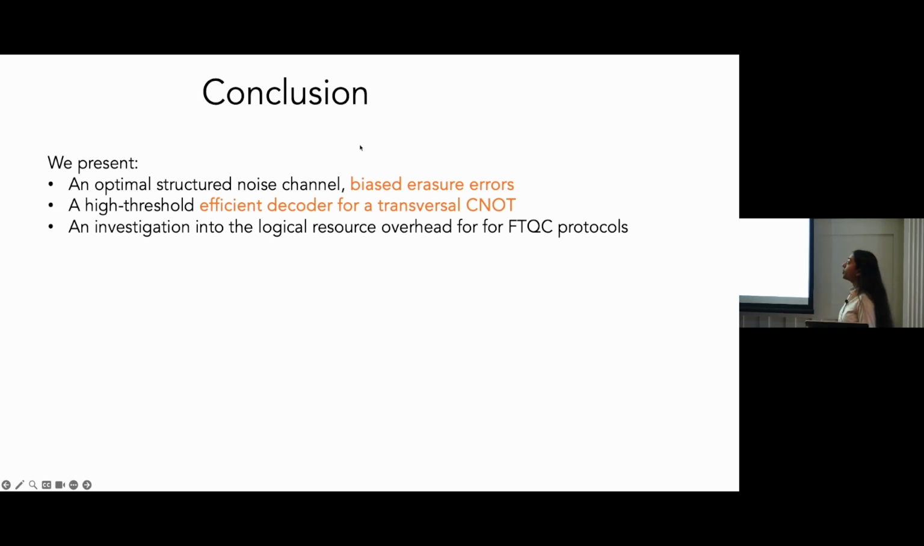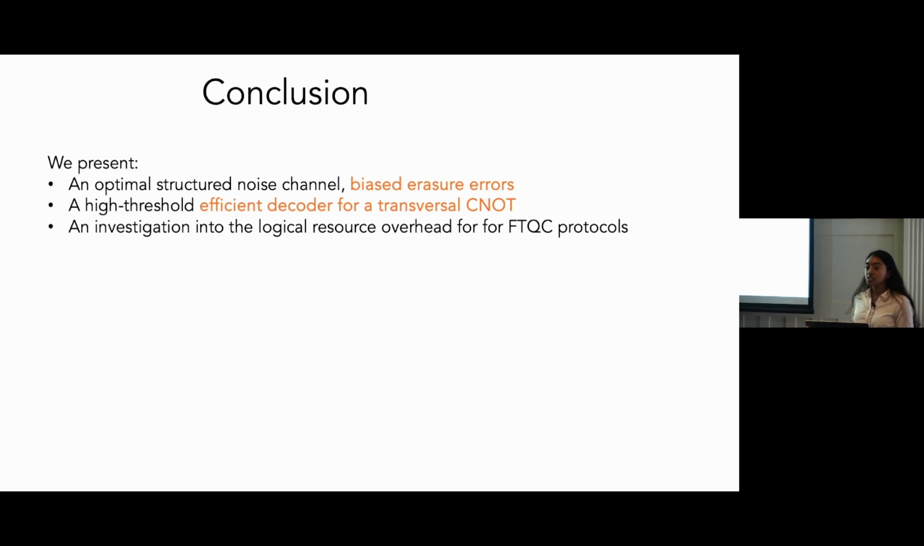I told you about this really nice structured noise model that we call biased erasures. And I also introduced an efficient decoder for a transversal CNOT that has no higher complexity than matching, let's say, but also preserves the thresholds and, up to some constants, the error rates of a memory experiment. And then we've used this approach to study different logical gate strategies in order to find the resource overhead that we use for each entangling strategy.